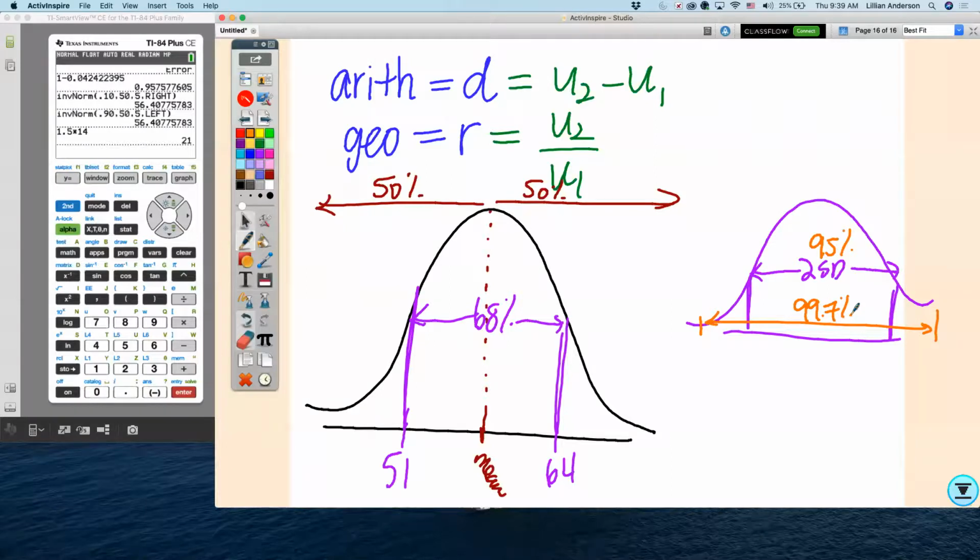So in the problem, again, 68% of the data lied in between 51 and 64. Since you know that that's one standard deviation and the mean is supposed to split them up in the middle, what would the mean grade be? You have to add those two and divide by two. Very good, because you gotta find that middle point. So what is that?